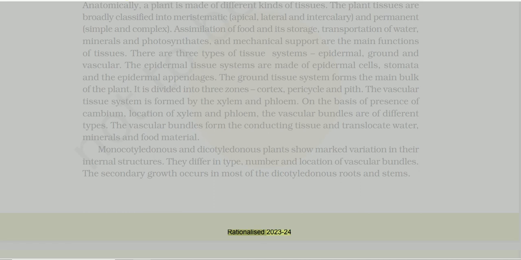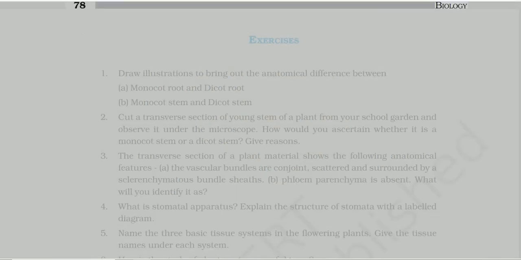Exercises. 1. Draw illustrations to bring out the anatomical difference between a. Monocot root and dicot root, b. Monocot stem and dicot stem. 2. Cut a transverse section of young stem of a plant from your school garden and observe it under the microscope. How would you ascertain whether it is a monocot stem or a dicot stem?